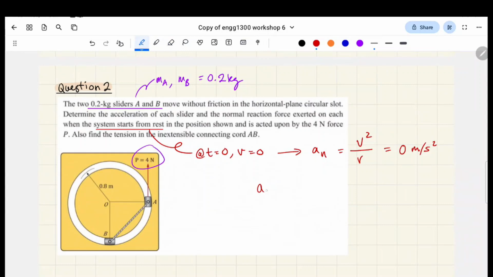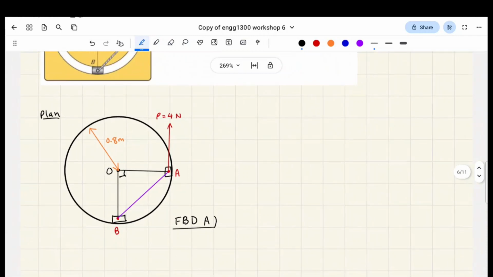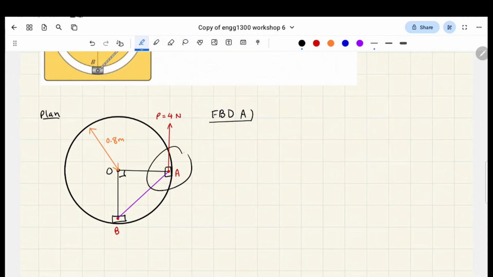But the tangential for A and the tangential for B, right? These two are going to be intertwined because of this rope, right? So we're just going to call it AT. That's the other trick of this question, right? They're going to have the same acceleration pretty much because of how this system's set up, right? So from a plan view, I've just redrawn it. I'm going to draw a free body diagram of what's happening at A, right? So we're going to use Newton's third law, analyze that part.